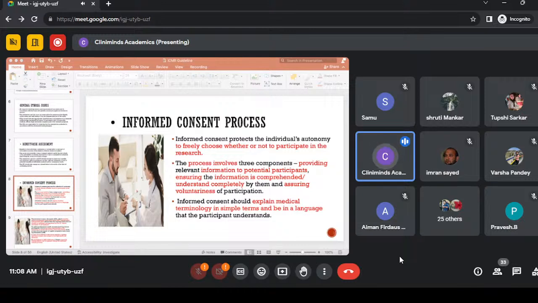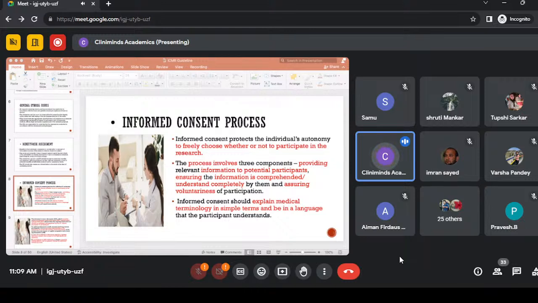One more thing to take note of, and it is very important, is that the language of the informed consent document should be very simple. Okay, so the document should not contain medical terminologies. All those medical terminologies should be explained in simple terms.